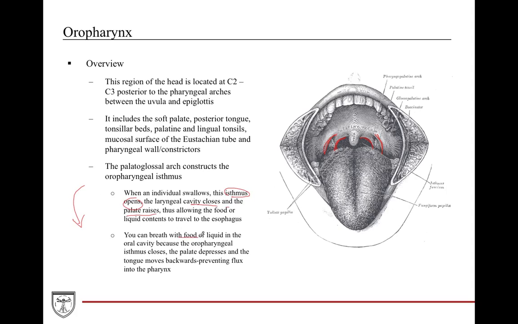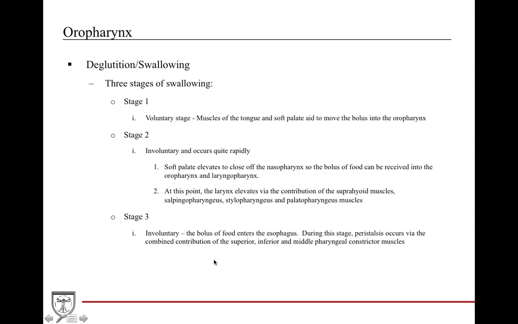So you can breathe with food or liquid in the oral cavity, but because the oropharyngeal isthmus closes when you try to swallow and the palate depresses, the tongue moves backwards and you cannot breathe anymore, preventing the flux of food. And even though it's temporary, you can't breathe. So if you ever tried to swallow and breathe at the same time, you wouldn't be able to, because the isthmus, when it closes, obstructs your ability to breathe.